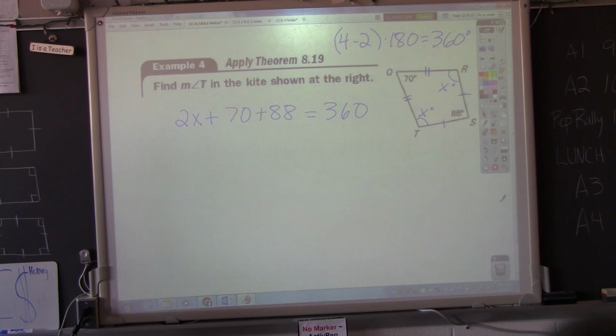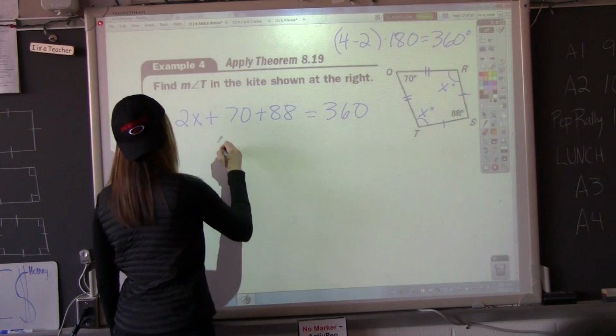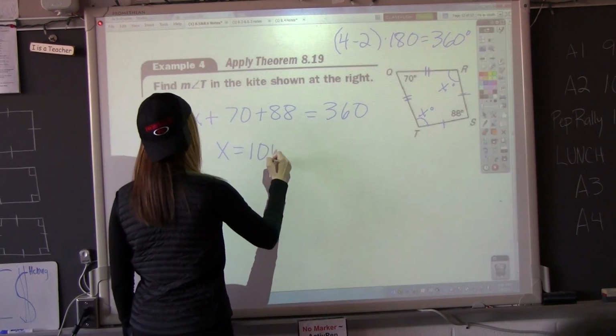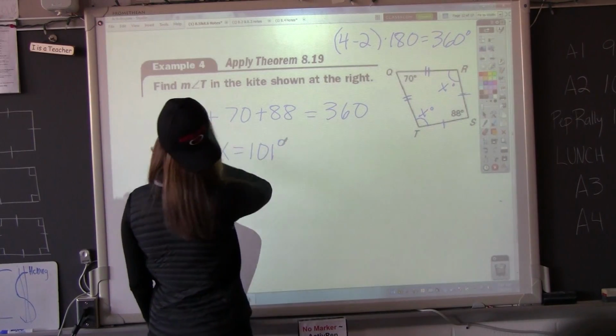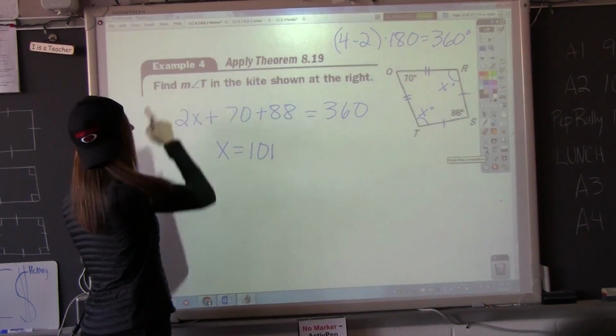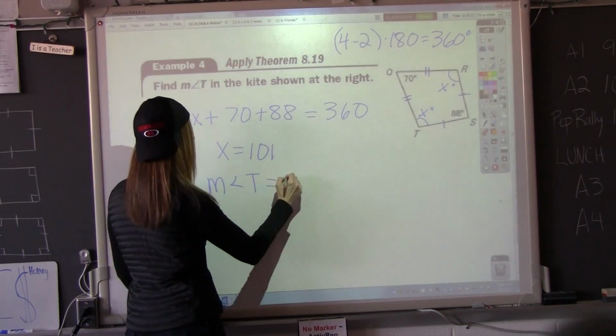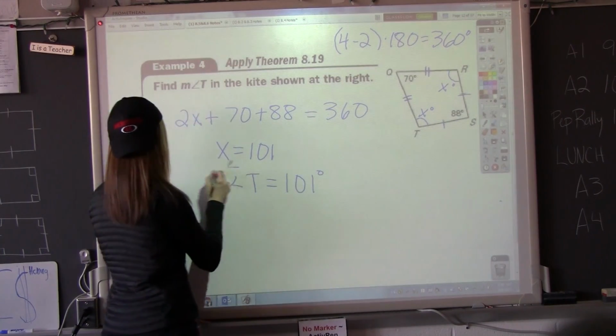101 degrees. Someone said 101, is that right? It's right. 101. Let me just write x equals 101. Don't worry, the question is asking for the measure of angle T, so I'm going to write the measure of angle T is 101.